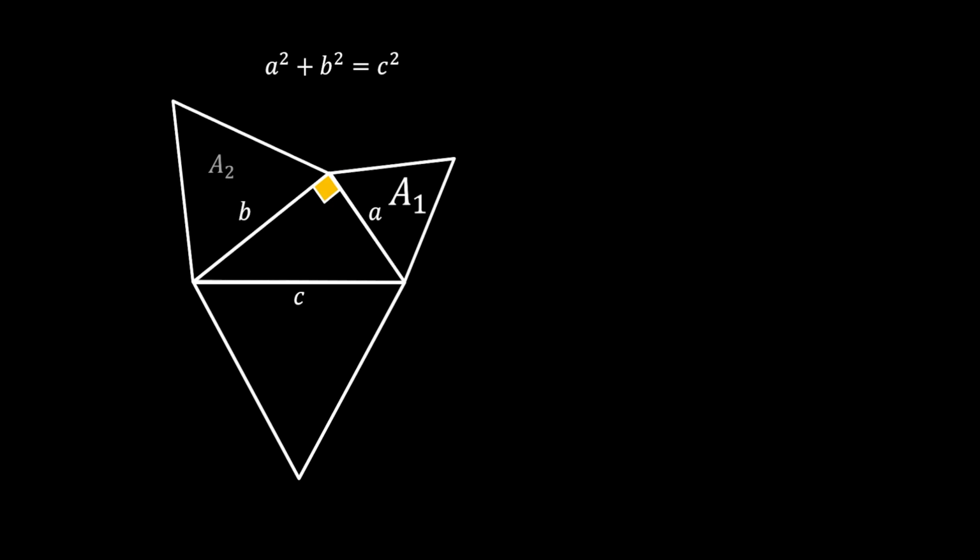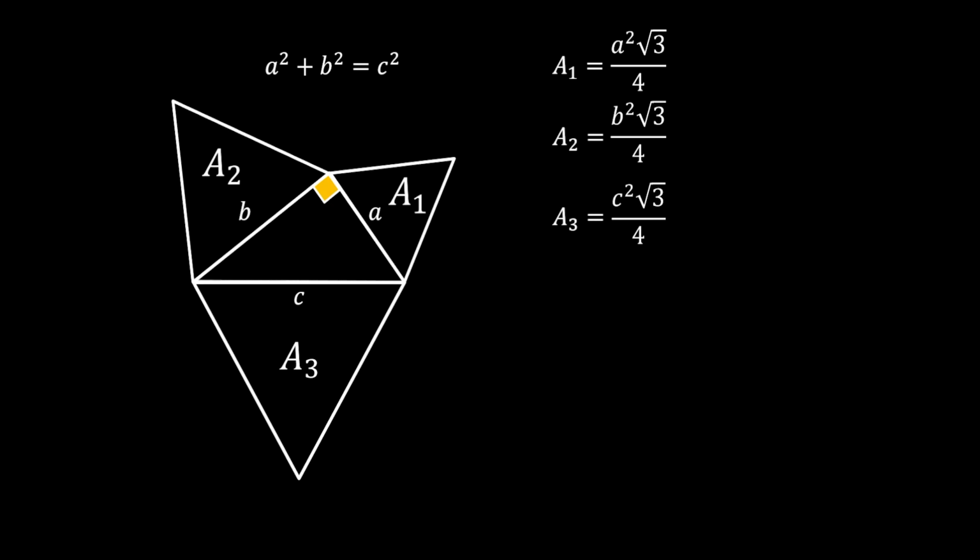And let's label the areas of those triangles as A1, A2, and A3 as before. Now we can say that the area A1 of the triangle on the right is equal to A squared times square root of 3 over 4, which is actually the formula for the area of an equilateral triangle. Now we can use the same formula for the area A2 with the side B this time, and finally the area A3 with the side C.